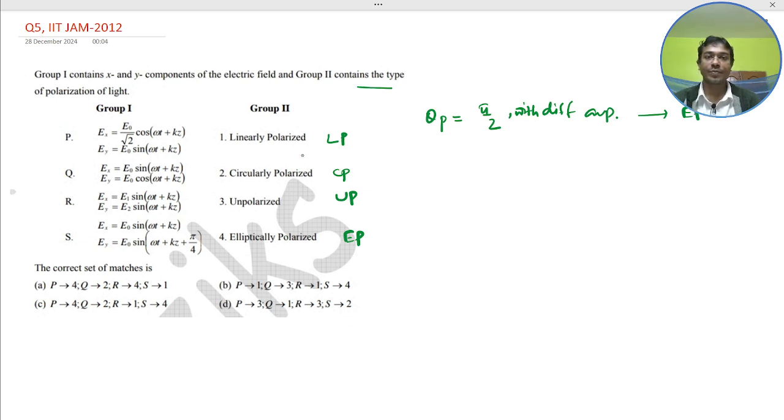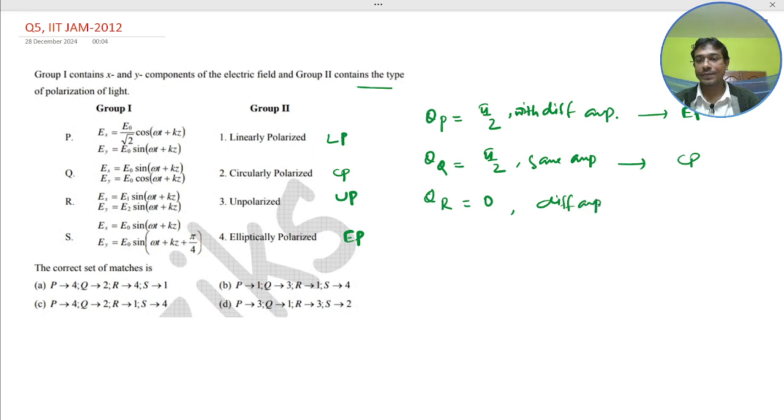Next one, for the Q option, theta Q is equal to, here also sine cos, so pi by 2, but the same amplitude. So the same amplitude is the circular polarized. Next one, for theta R, here sine, the phase 0, different amplitude. So theta 0 with different amplitude is linear polarized.